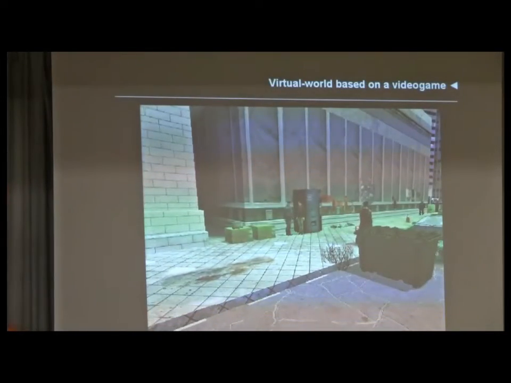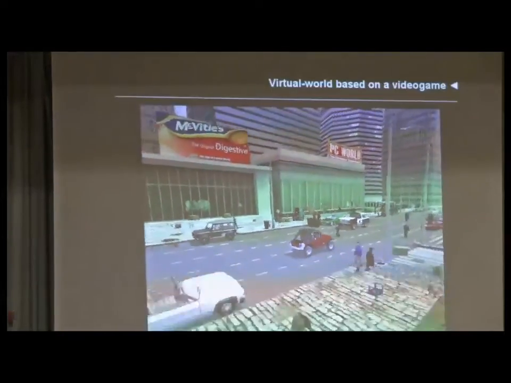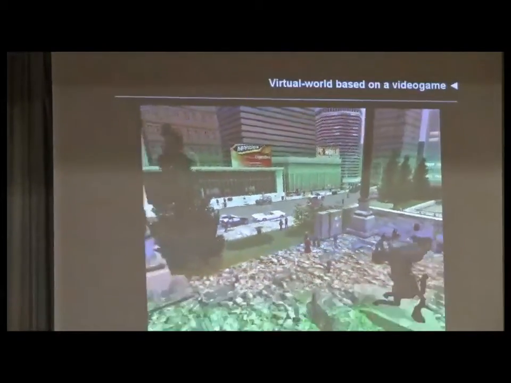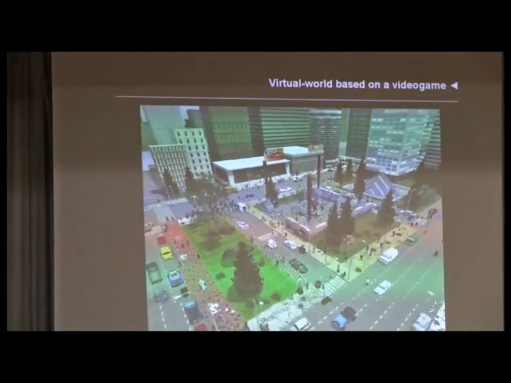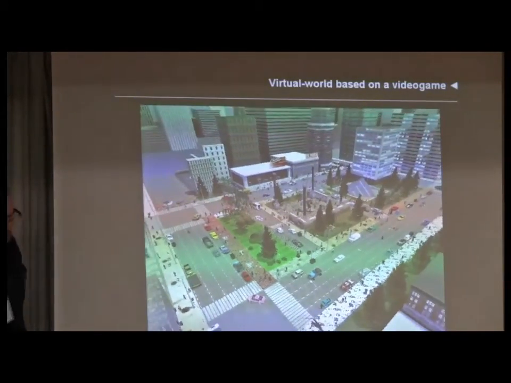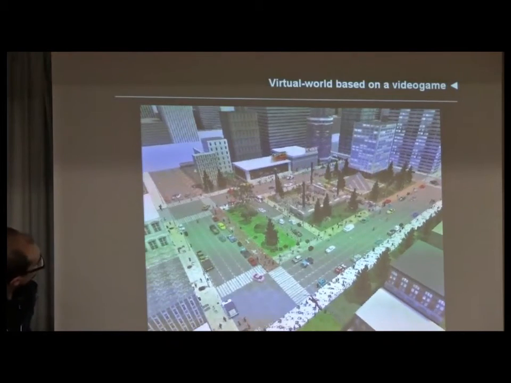This is an example of this virtual city. Okay, so it's kind of realistic. It's not the most realistic possibility, but it's quite okay.